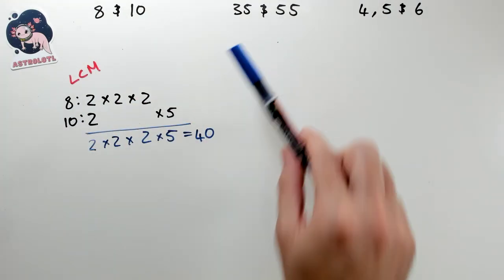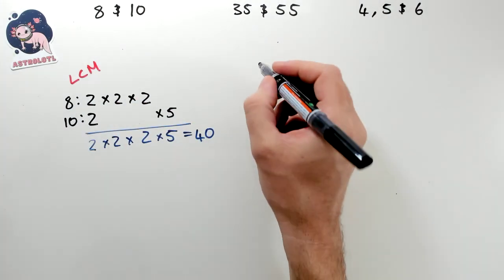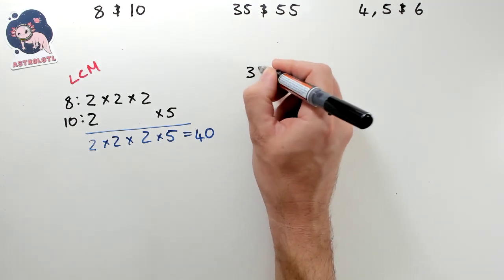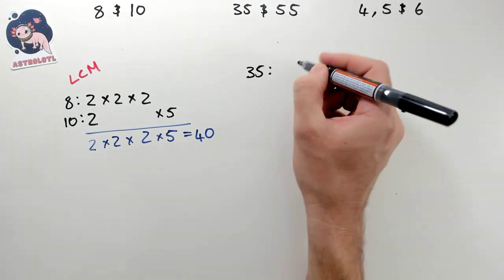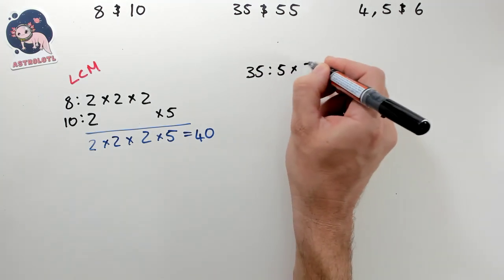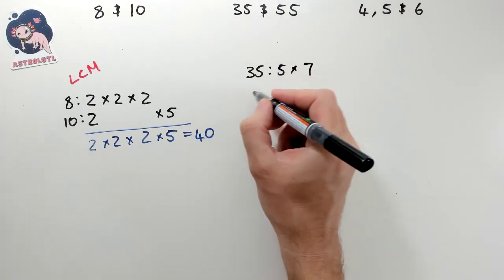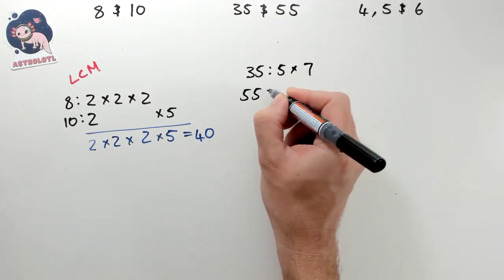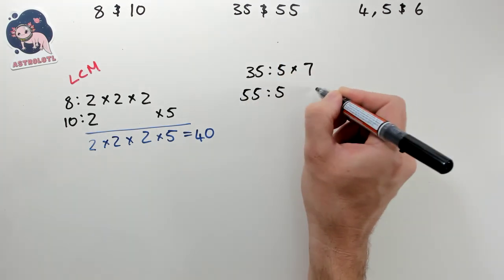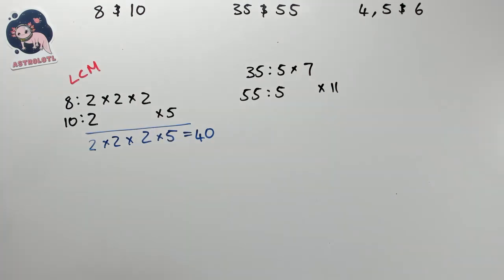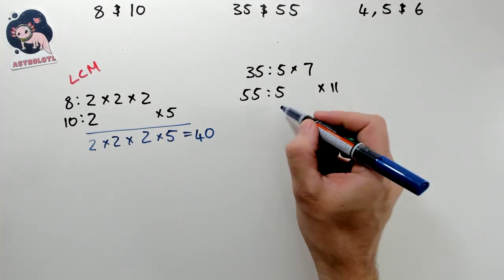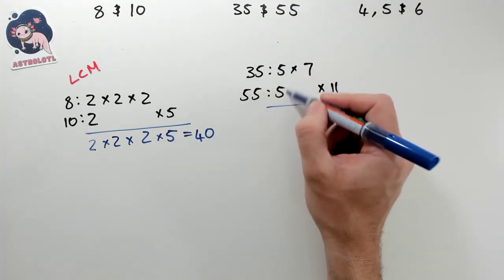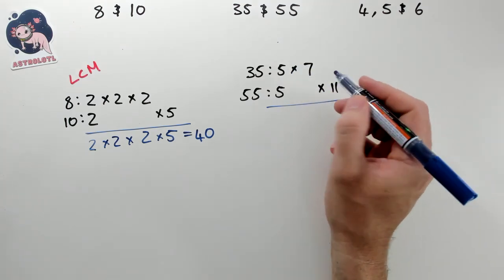Let's do the same for 35 and 55. I'm not going to do the tree because these are pretty simple. 35 can be written as 5 times 7, and 55 can be written as 5 times 11. I'm not writing them underneath each other. The most amount of 5's that either of them has is one.